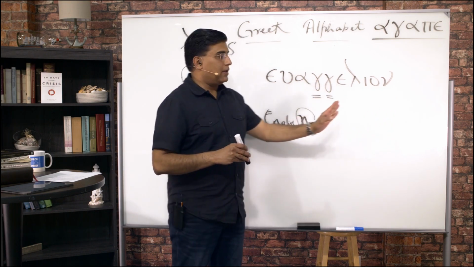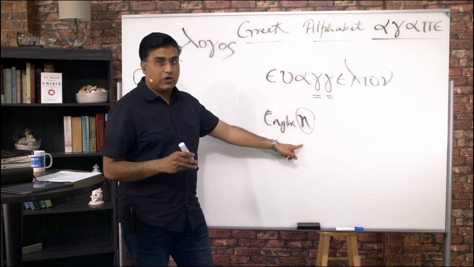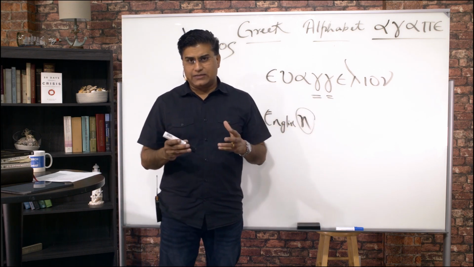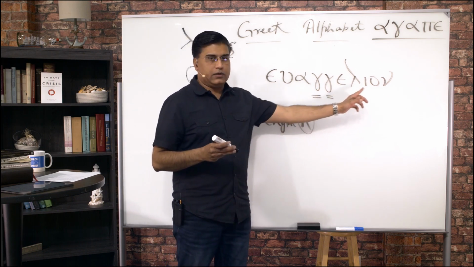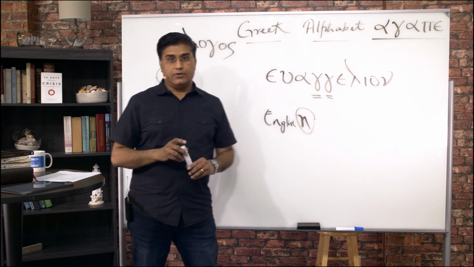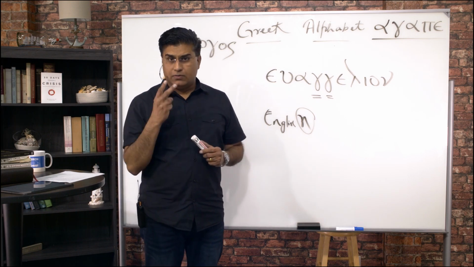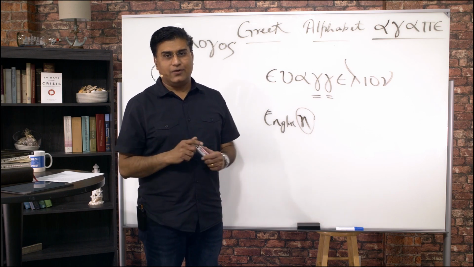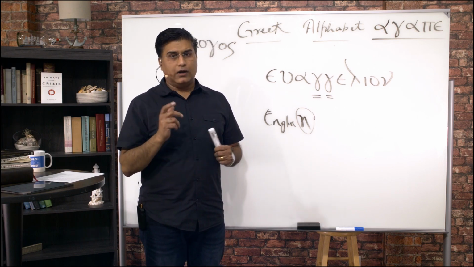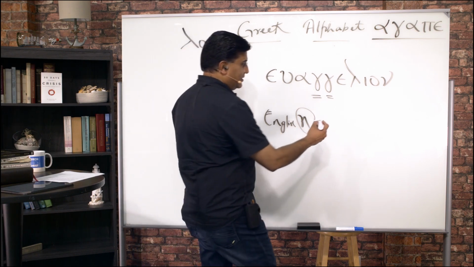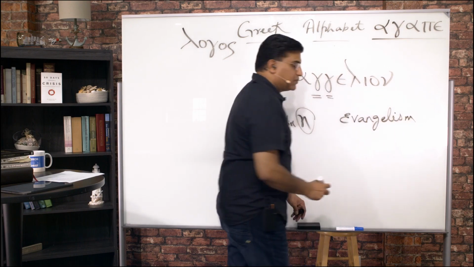So this is not gugleon. It becomes euangelion. The first G takes on the N sound. Euangelion. And that's very important because when we read words and you come across the double G, remember the N sound from English for the first letter. Euangelion. What is that word? Well, evangelism. That's where we get the word evangelist.